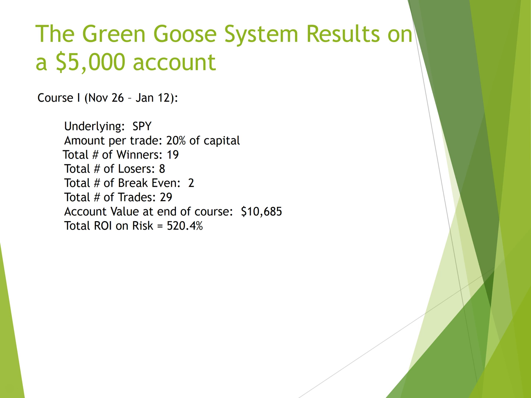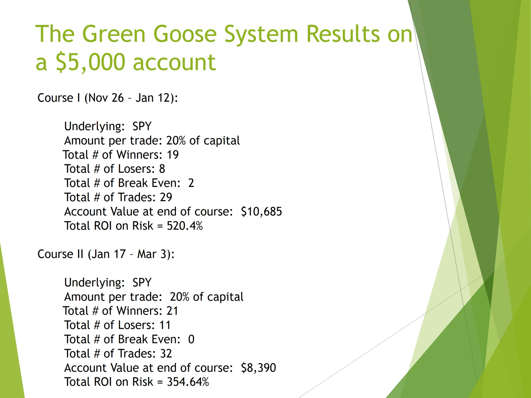So course one ran from November 26th to January 12th. We used the underlying of SPY, and we traded with 20% of our capital. So we established a $5,000 account, and the first trade was 20% of that. Over the course of those 6 weeks, we had Christmas in there as well, so it was close to 7 weeks. We had 19 winners, 8 losers, 2 break even, for a total number of trades of 29. At the end of that first course, the account value was $10,685, so we more than doubled it. Total ROI on the risk that we had put out was 520%.